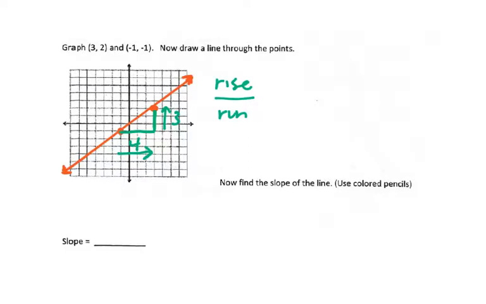So the rise was 3, up 3. Up is positive. The run was right 4. Right is positive. So the slope is 3/4. That fraction is already reduced. Don't have to do anything extra. That problem is actually done right there the way it is.